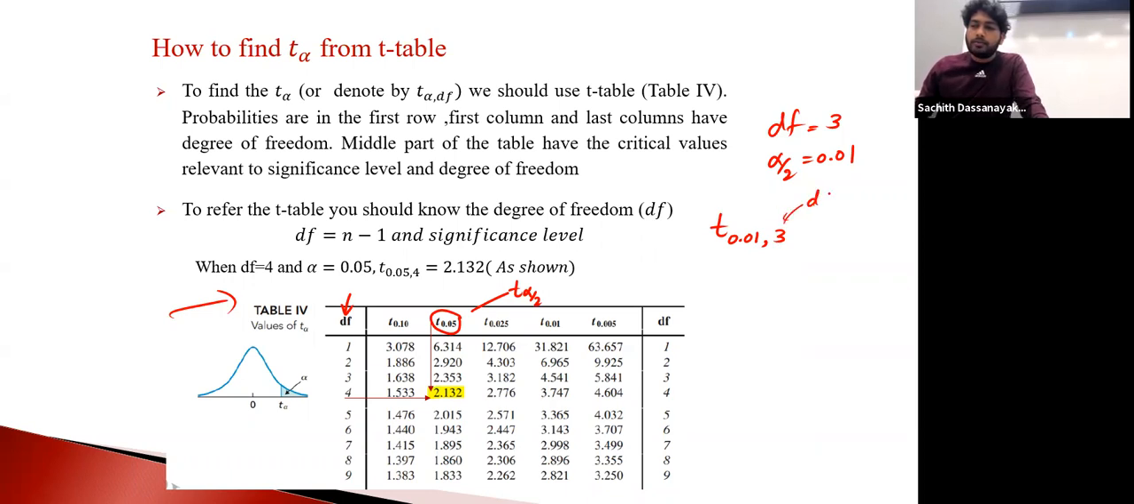3 is the degrees of freedom. This is alpha over 2, so alpha over 2 is 0.01 here. Clear? What is the degrees of freedom? 3. So now your value is this one. Clear? Always the first column shows you the degrees of freedom, df.